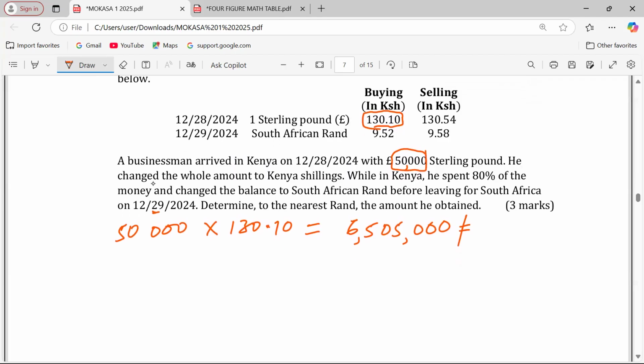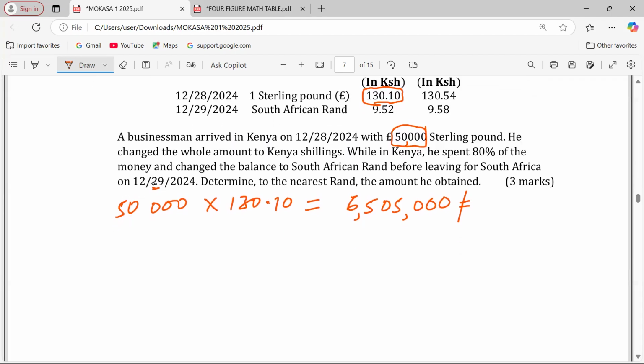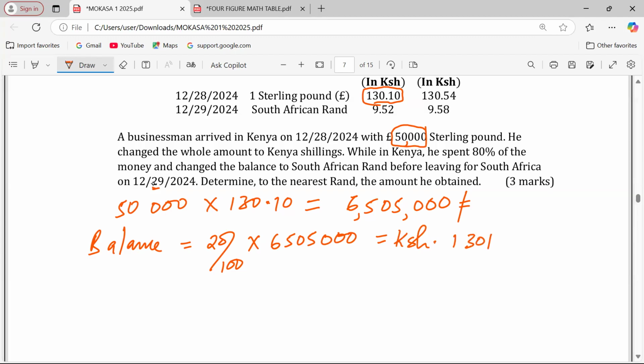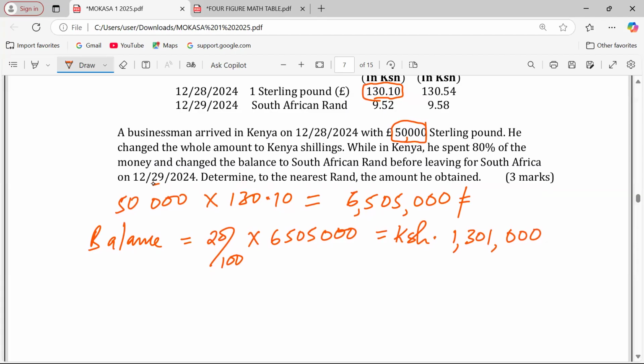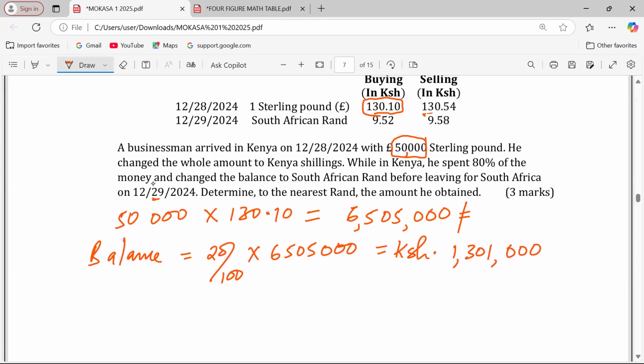Then while in Kenya, he spent 80%. So we can talk about balance now. The balance is going to be 20% of 6,505,000 in Kenya shillings, which is 1,301,000. So this is the amount the businessman is having while he goes to the bank to demand some South African rand. So he will buy South African rand and the bank is going to sell to him.